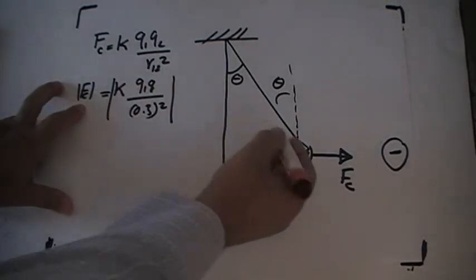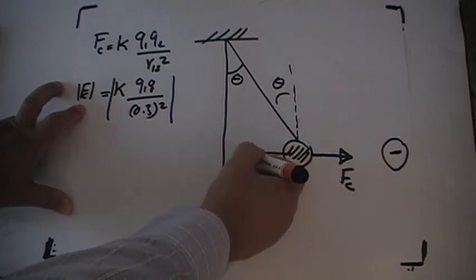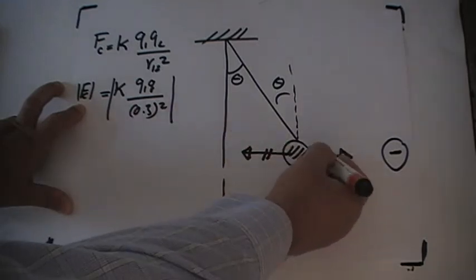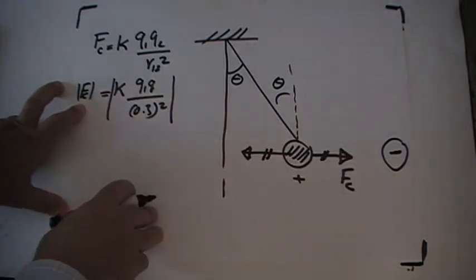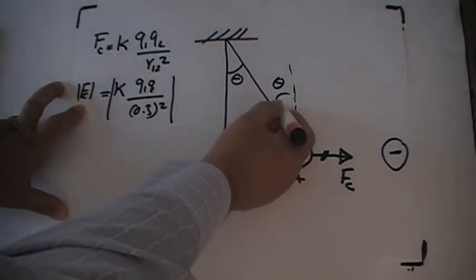Now, in order for this to be balanced, there must be another force pulling on it this way, or affecting it this way, which should be the same magnitude as this one. That's what the balancing condition is. How do I get that?